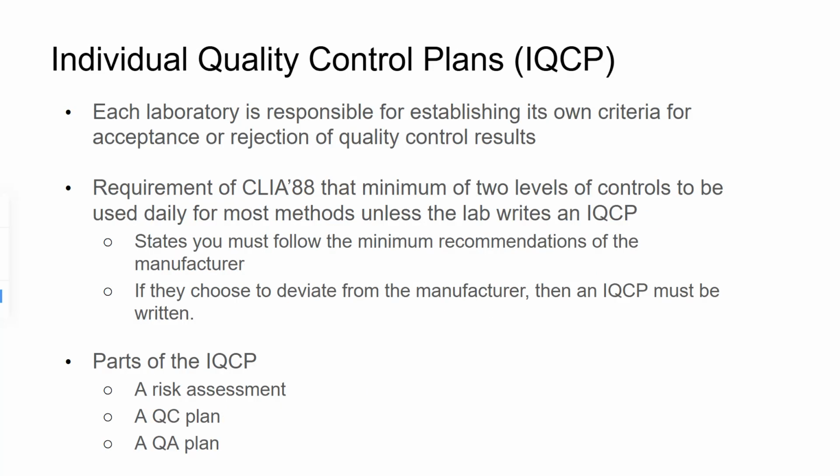Individual quality control plans. Each laboratory is responsible for establishing its own criteria for acceptance or rejection of quality control results. It's a requirement of CLIA 88 that a minimum of 2 levels of controls be used daily for most methods, unless the lab writes an IQCP. You must follow the minimum recommendations of the manufacturer. If they choose to deviate from the manufacturer, then an IQCP must be written. The parts of the IQCP would be a risk assessment, that's evaluating the risk of creating one and the risk of using one, a QC plan, and a QA plan.